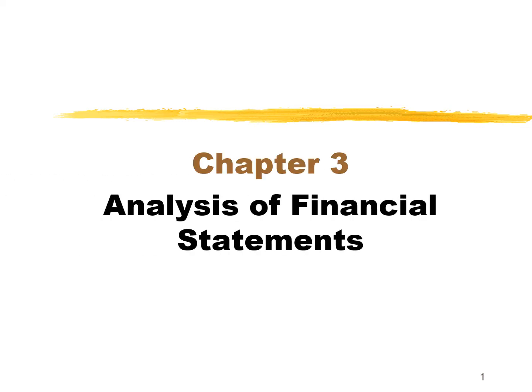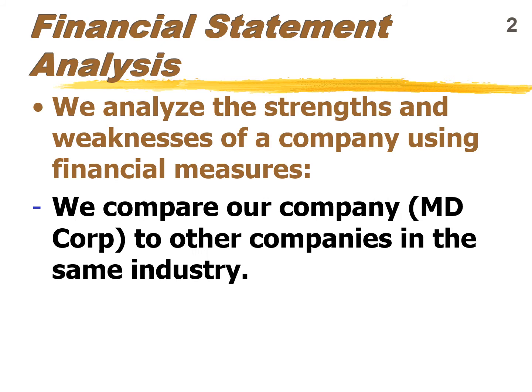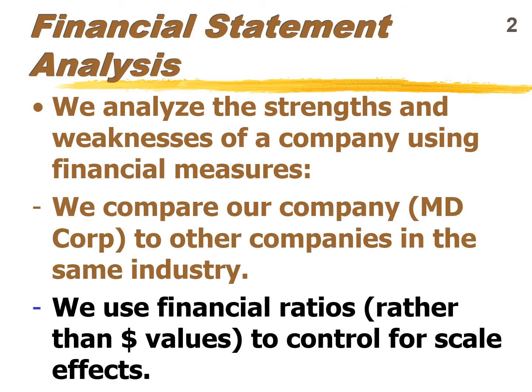In this chapter, we learn how to analyze the financial statements of a company. Our purpose is to identify its strengths and weaknesses based on financial measures. We'll compare our company to what's typical for its industry, that is, to other companies in the same industry. We use financial ratios rather than dollar values to control for scale effects, differences in size.